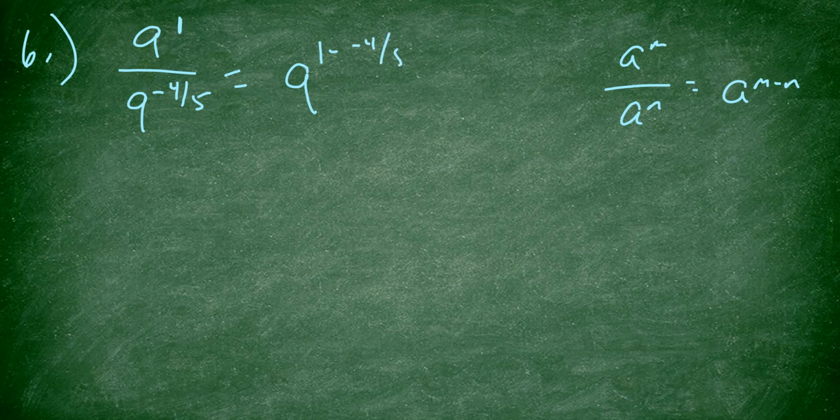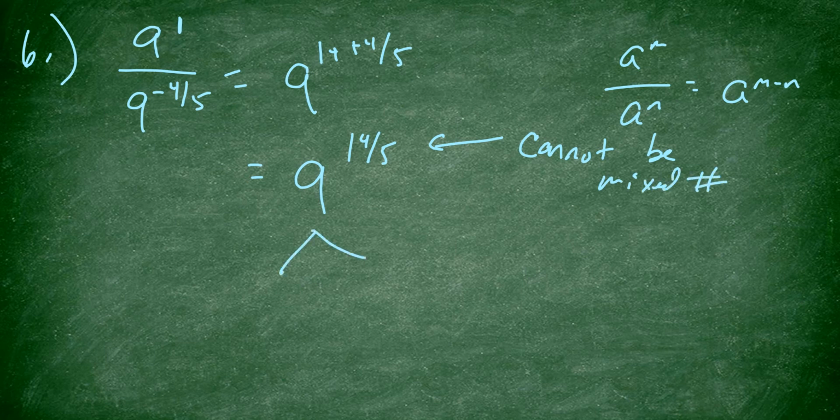All right, number 6. Remember, these are matching bases. They both have 9s as the base, and even though you don't see the exponent, there's actually a 1 as the exponent. So we're going to be using this property that says if your bases match, you subtract the exponents. And even though it's a negative exponent, I'm still going to subtract it. So I'm going to write it as 9 to the 1 minus negative 4/5. That's like adding, so 1 and 4/5. Remember, you do not want a mixed number.